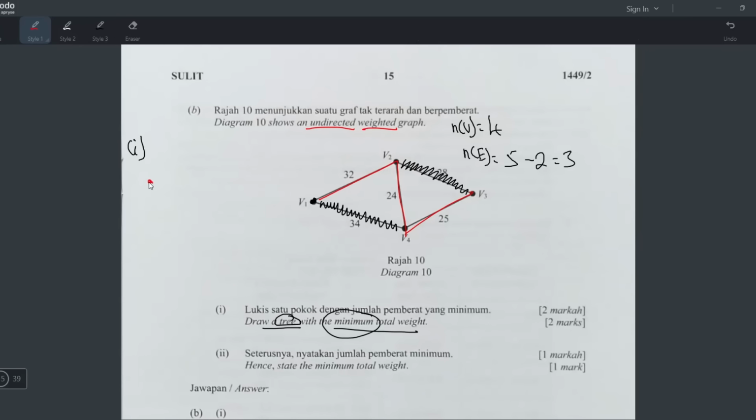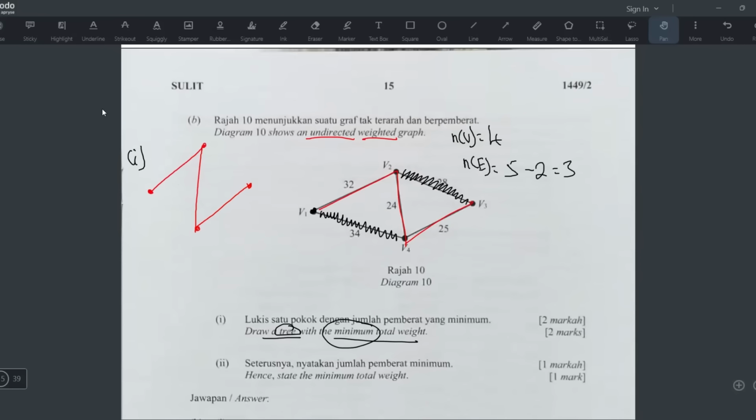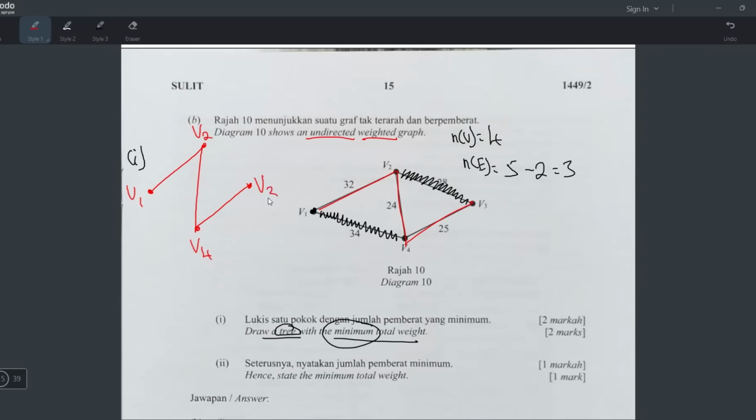So I'll draw it now like this, like this, like this, like this. And make sure the position of the vertices is similar to the master graph. Because I told you already, a tree is a subgraph. Subgraph means the position of the vertices actually never changes, because it's part of the graph. So V1 is here, V2 is here, and make sure this one you write V4, this one is V3, and then you write the weights also 32, 24, 25. And that's how you do question 1.